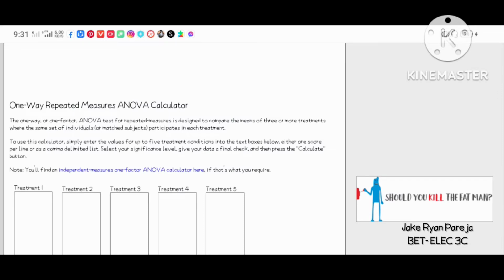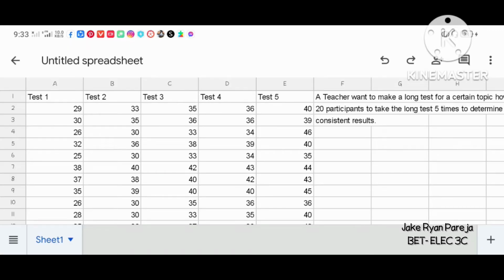Hi, good day. This video is all about the one-way ANOVA for repeated measures. By definition, one-way ANOVA is used to determine whether three or more group means are different, where the participants are the same in each group. As we can see, we have here our data sheet sample.